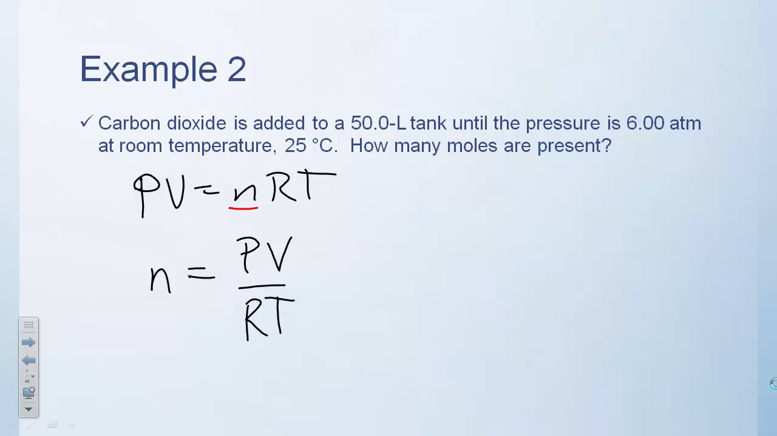And then it's simply a matter of just plugging everything in here until we get it right. So let's switch over to the next blank screen here, and we'll say, okay, n is equal to PV over RT.